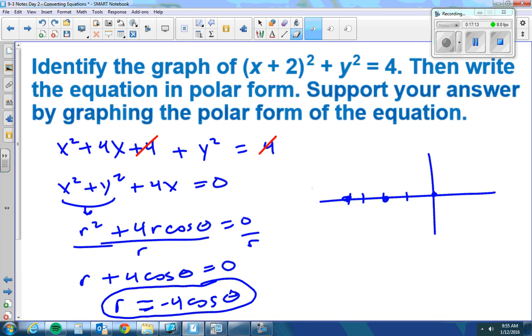That's just very poorly placed. There. And I'm just going to sketch these. This will be 2 above and 2 below because the radius is 2. And so there's our circle.